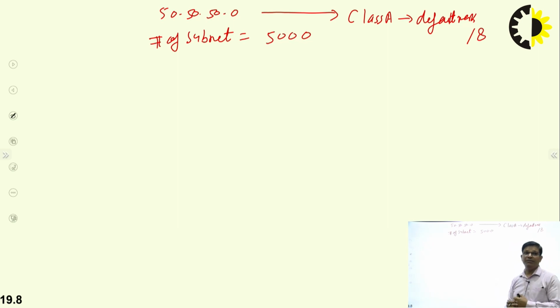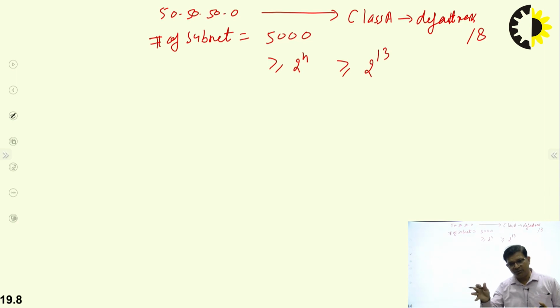Now comes the subnets. The number of subnets given is 5000. So, just convert it into 2 to the power n. 2 to the power how much? 2 to the power 13. So, how can we solve it? This is the subnet. Host is not given, because in the previous examples the number of hosts was given and we had to subtract, 32 minus n, where 2 to the power n minus 2. In this question no host is given, but the subnet is given. So, what do we do? 13.